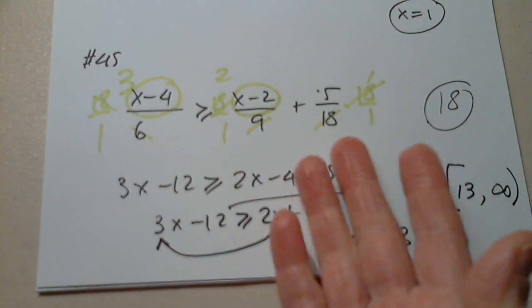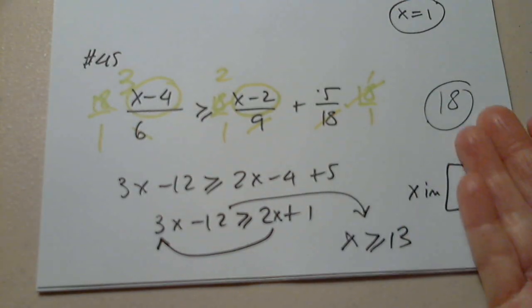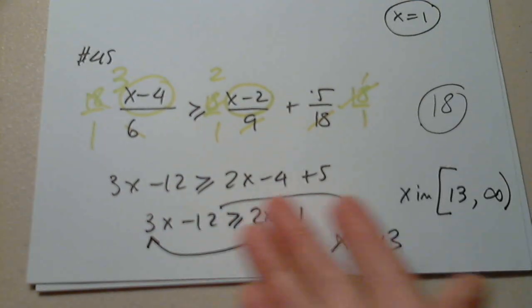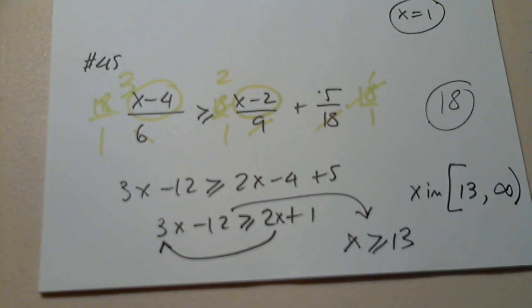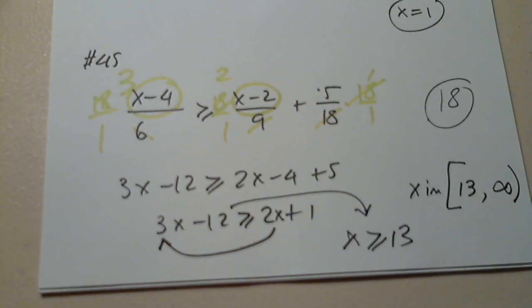So even if this looks complicated, difficult, cumbersome, it's not. Once I eliminate the fractions by multiplying each and every one of them, each and every piece has to be multiplied by 18, it became just a simple situation.